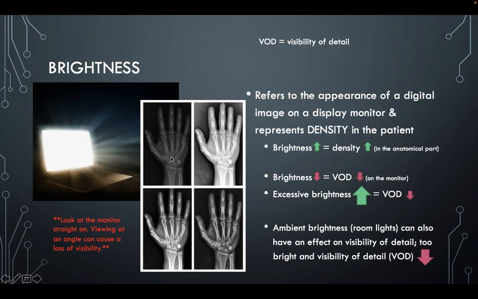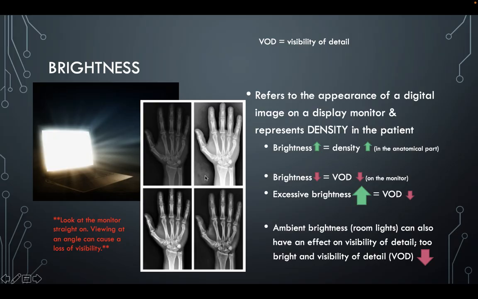If I have decreased brightness, I am going to see decreased visibility of detail on the monitor. If you look at this first image here, it's much harder to actually distinguish details, and that is because it's dark. You can't really look at things, versus this one's way too bright. And then these are the Goldilocks images down here.